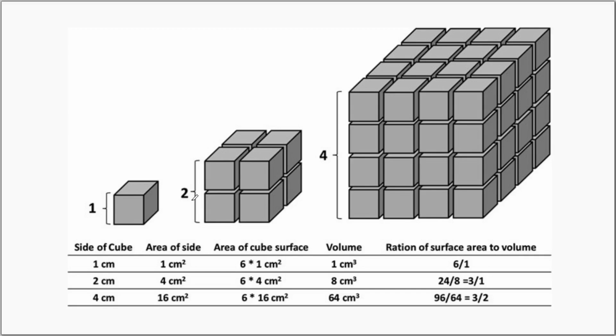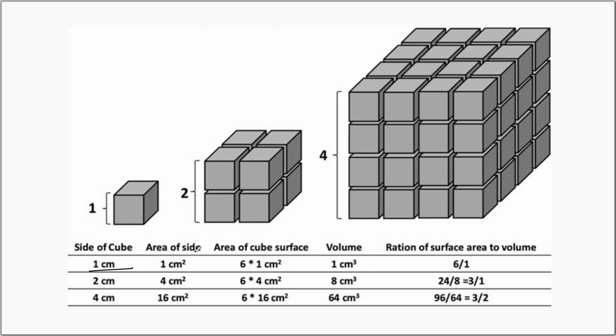Let us look at another example. In this, we have a cube of 1 centimeter. The side of the cube is 1 centimeter. You also have a cube of 2 centimeter side and also a cube of 4 centimeter side. We have three cubes. One has a 1 centimeter side. In the second cube, we have 2 centimeters, and in the third cube, we have 4 centimeters.